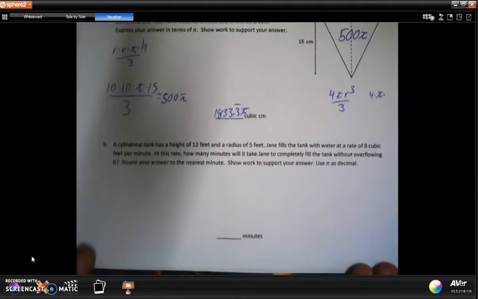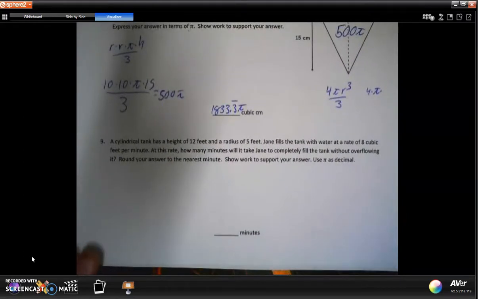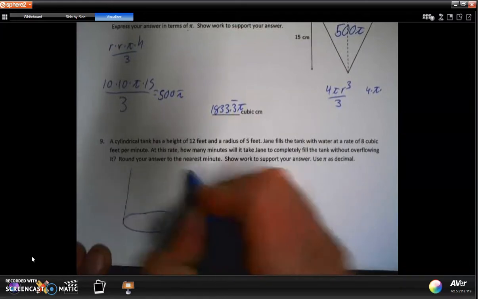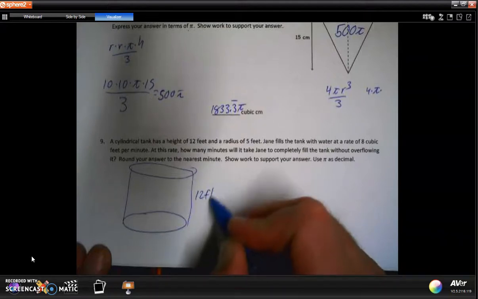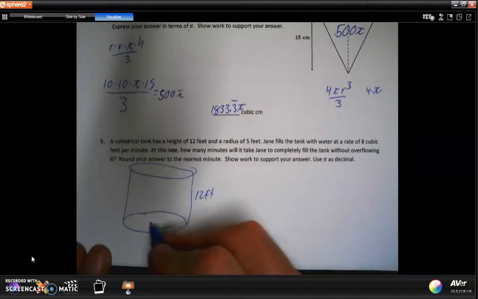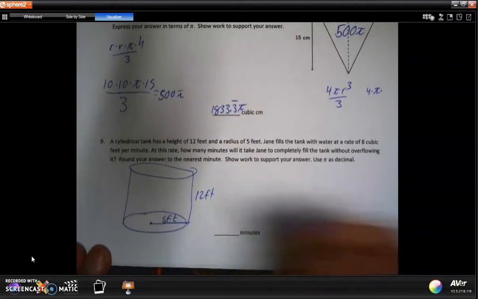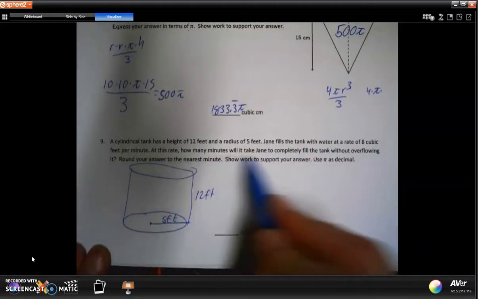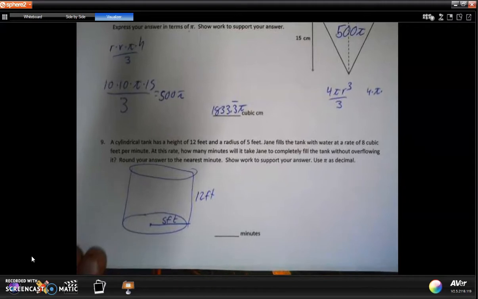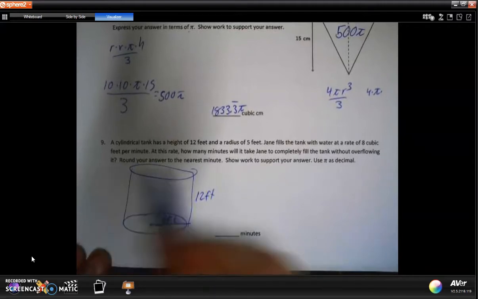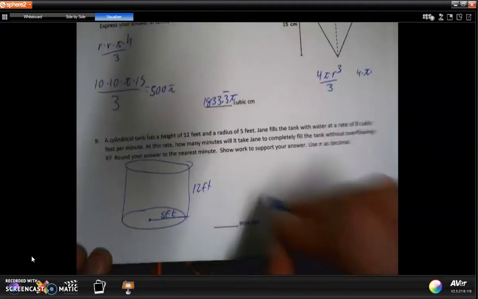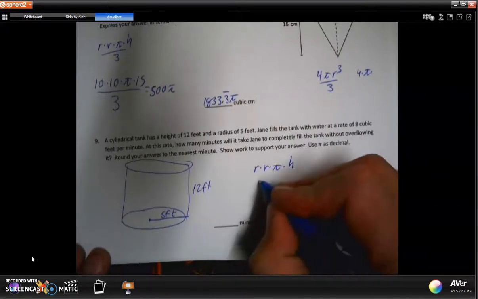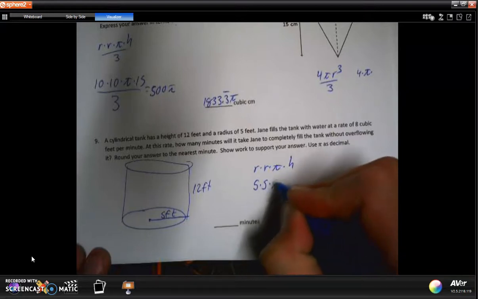All right, number 9. A cylindrical tank has a height of 12 feet and a radius of 5 feet. Jane fills the tank with water at a rate of 8 cubic feet per minute. At this rate, how many minutes will it take Jane to completely fill the tank without overflowing it? Round the answer to the nearest minute. All right, so cylinder, radius times radius times pi times height. 5 times 5 times pi times 12.